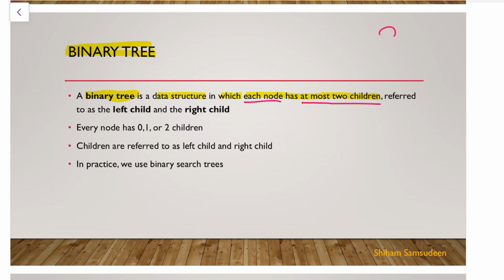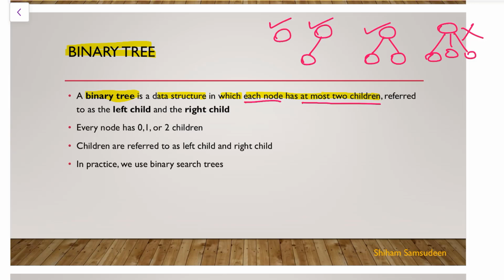So you can have 2 children. You can't have more than 2 children. So this is wrong. So this is a valid one. You can have 1 child, that is valid. You may not have any children. So that is also valid for a binary tree. Right?